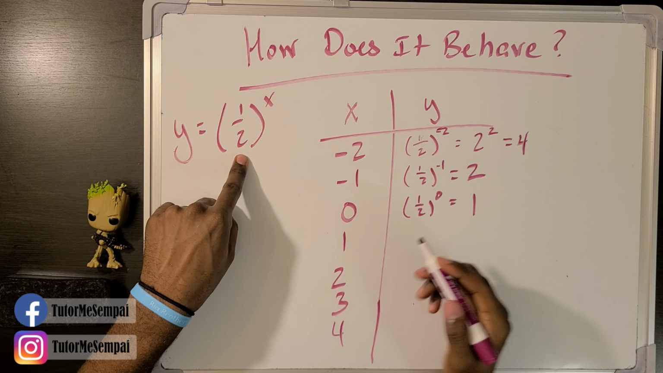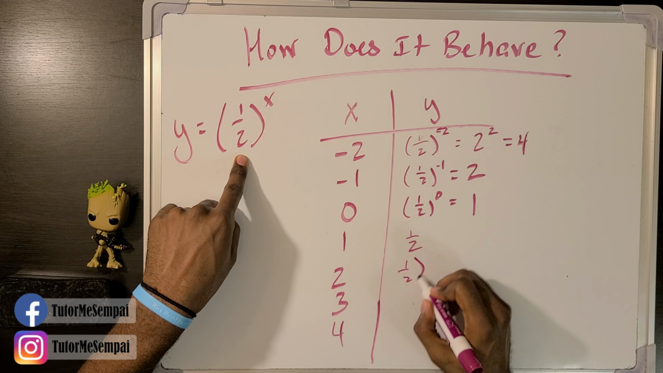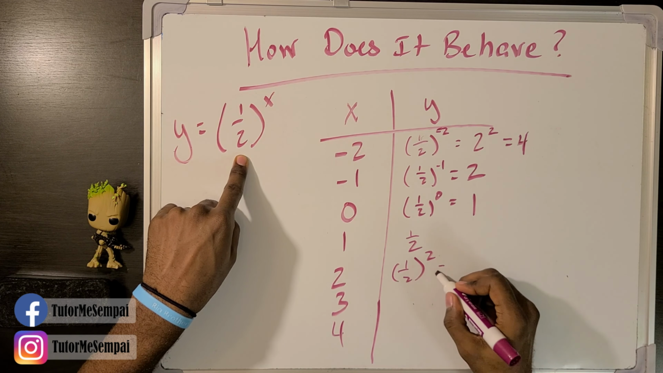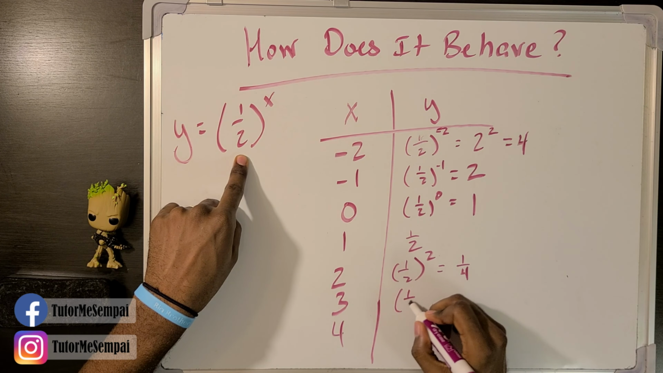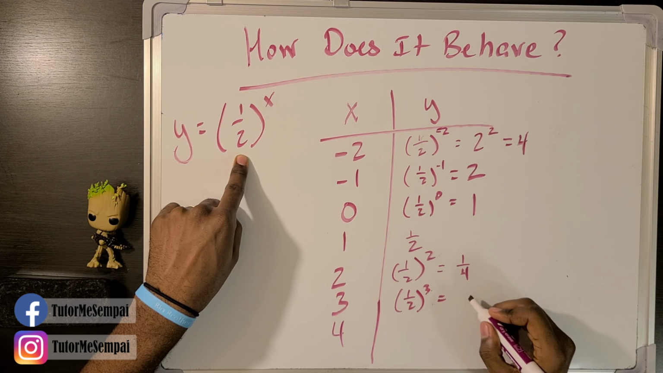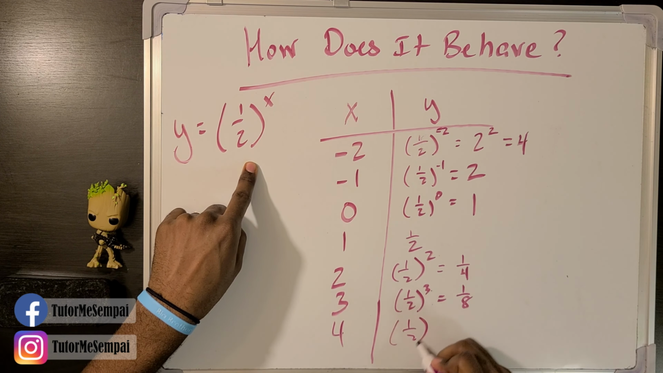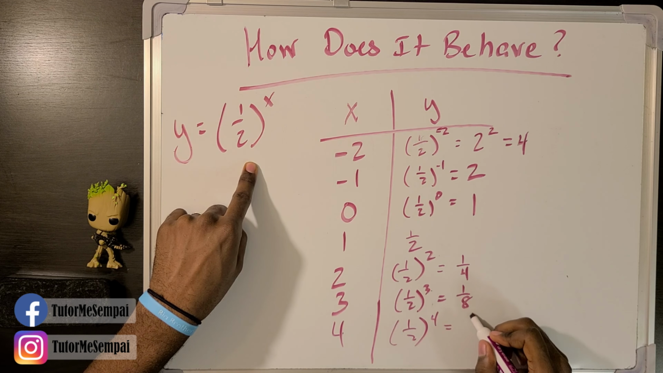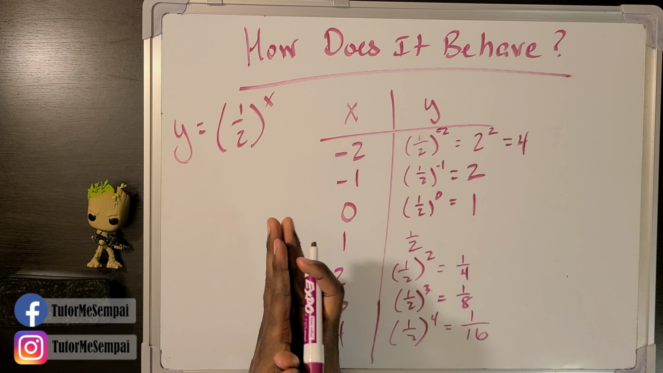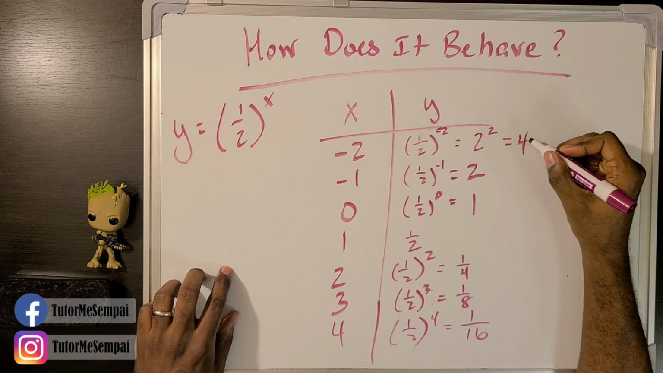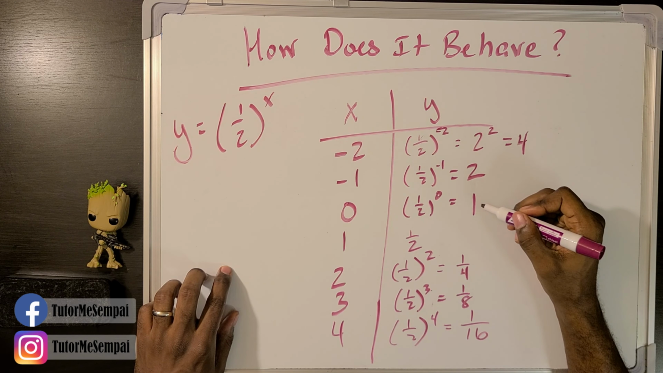Anything to the first power is going to give you itself, so we have 1/2 here. And then we have 1/2 raised to the second power, which is going to give us 1/4. Then we have 1/2 raised to the third power, and that's going to give us 1/8. Then we have 1/2 raised to the fourth power, and that's going to give us 1/16. Now, look at how we first started off. We started off all the way at 4, and it dropped a really quick 2, and then it dropped 1, and then it dropped half.